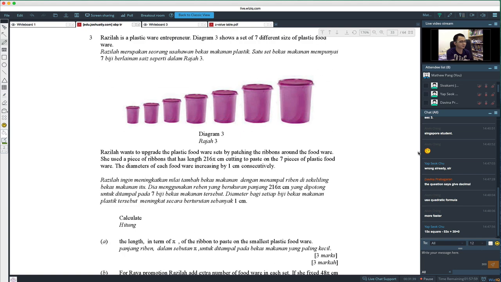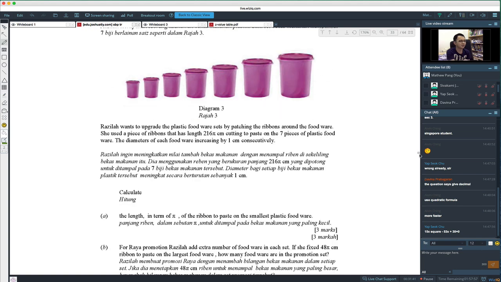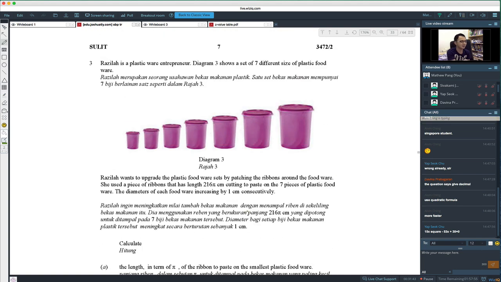Okay, so for this question, I want you to change something. Change the 216 pi into 231 pi. If not, our answer will get all decimals. And I checked the marking scheme for this one. The marking scheme is wrong also. Yeah, so let's have a look at this question.